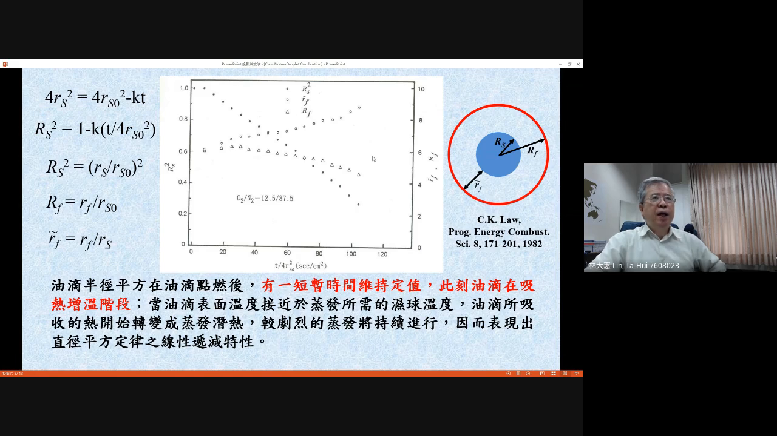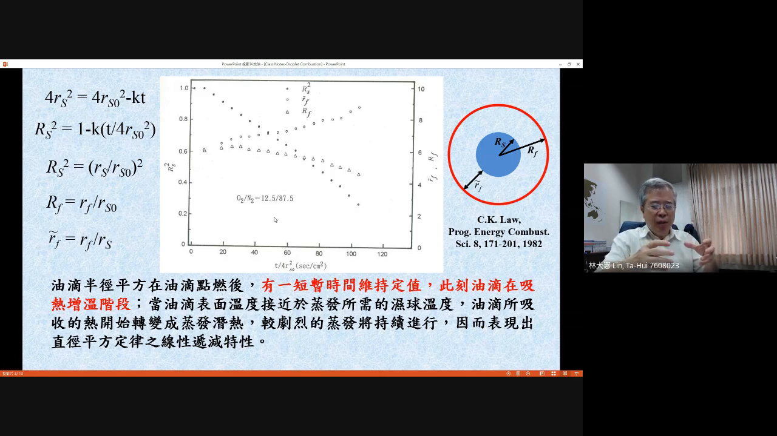The capital RF, the square and triangle symbols, shows the non-dimensional flame position, right? And the open circle represents the standoff distance between the liquid surface and the flame surface. Now look at the variation of these two values. For the flame position, in the initial period, there is a slight increase, and later on it decreases. What happened in this kind of expansion?